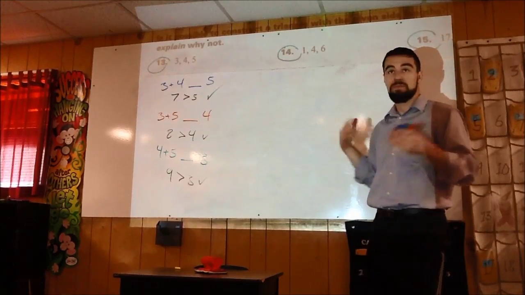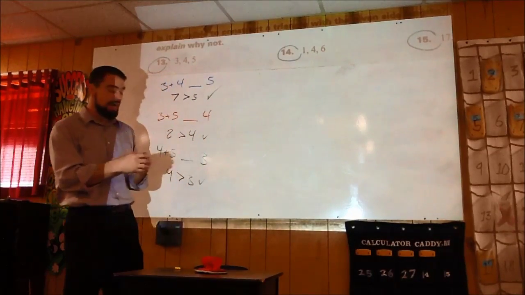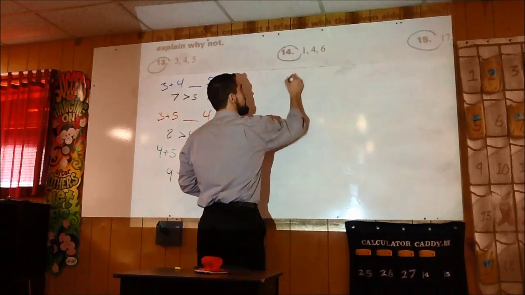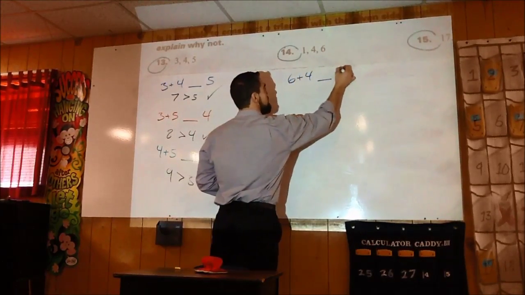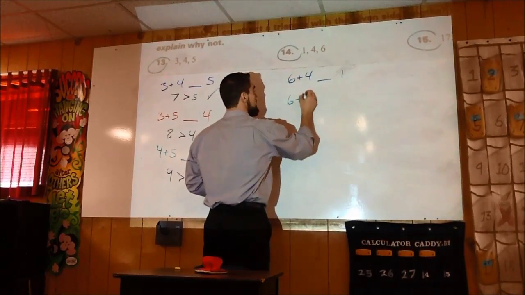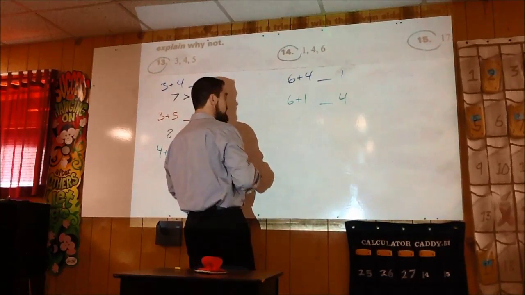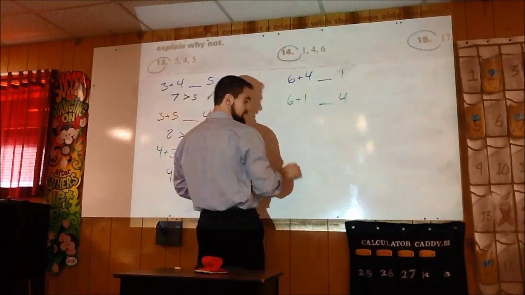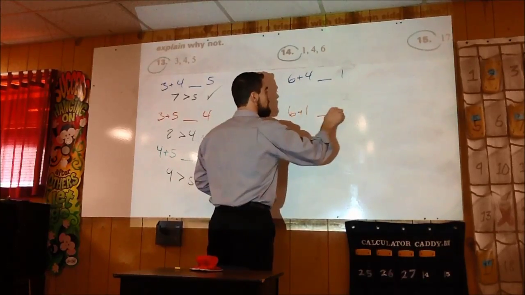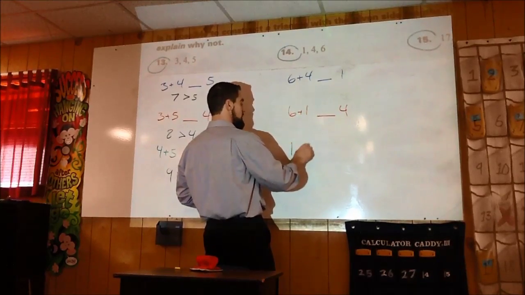Number 14. Same exact thing. You need to test these 3 scenarios. When you add up any two sides, it's got to be greater than the third. So looking at the first situation, you have 6 plus 4. How does that compare to 1? And then you have 6 plus 1. And how does that compare to 4? And then you have, I probably should put more room in between those, huh? There you go. And then the last one, you've got 1 plus 4.